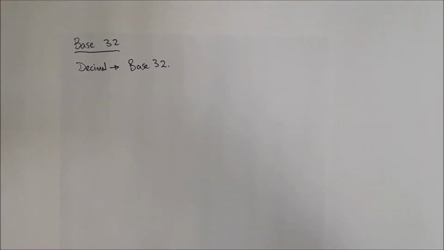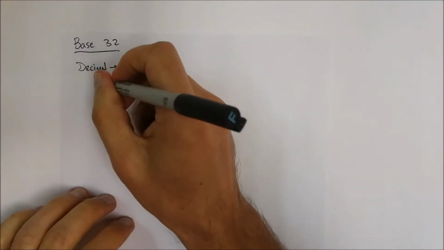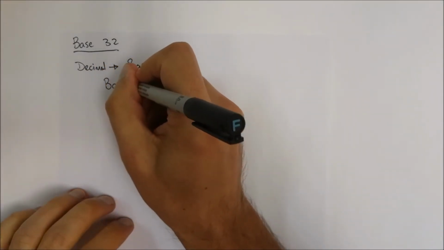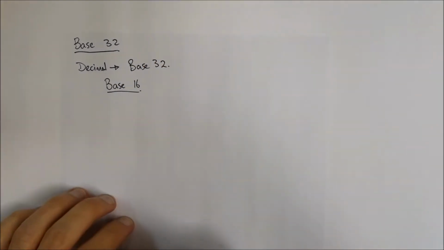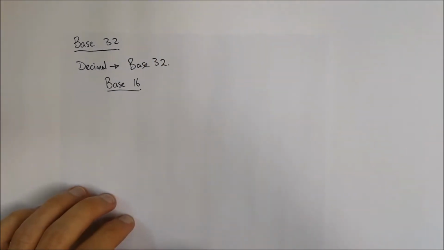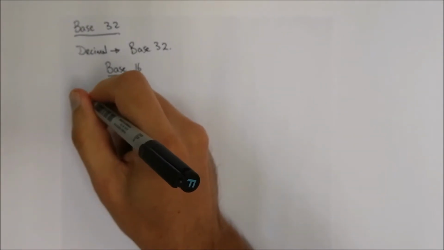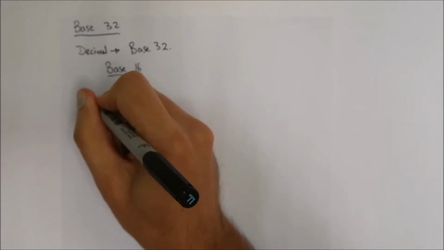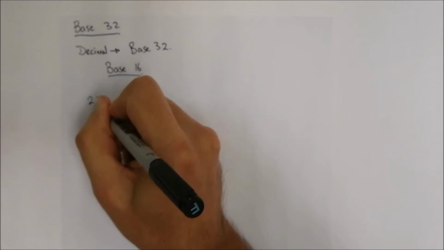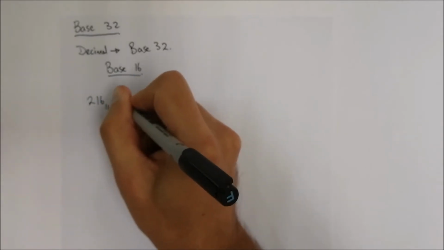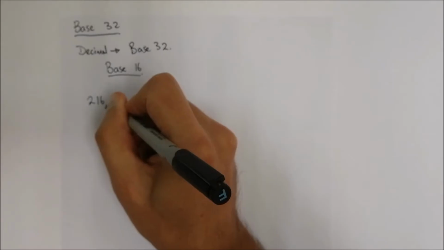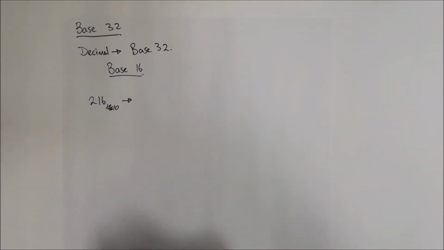Okay, now a base 32 number is something we haven't seen before, something we're not really familiar with, but we are familiar with the base 16 number system. So base 16, let's have a look at that and take it from there. So let's look at an example of, let's say, the number 216. This is base 10 and we want to convert it into a base 16 number. How would we go about doing that?